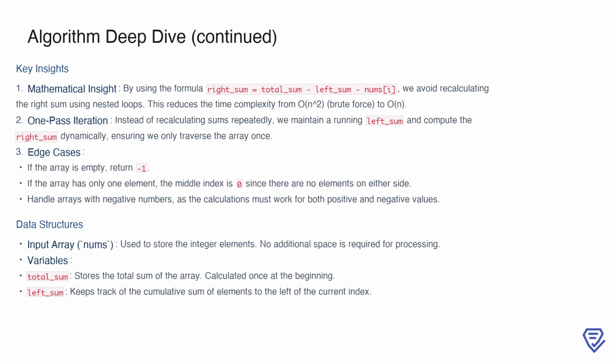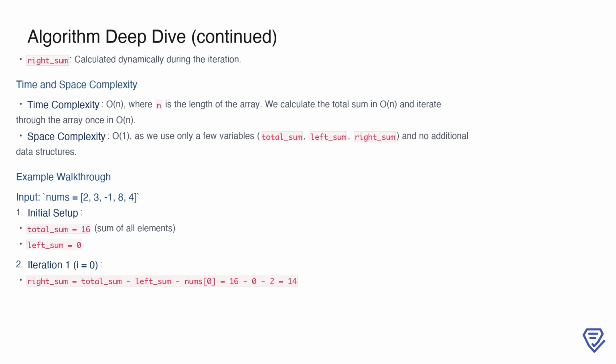Additionally, the algorithm uses minimal space, relying only on the input array and a few variables for computation. The right sum is calculated dynamically during the iteration, ensuring that we do not need additional space or nested loops. This leads us to the time and space complexity analysis.